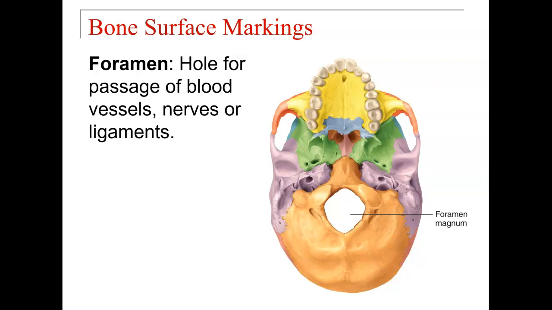A foramen is going to be a hole, which is going to be a passageway for blood vessels, nerves, or ligaments. In this case, this large foramen here at the base of the skull is going to be where the brainstem comes out and the vertebral column will go along.